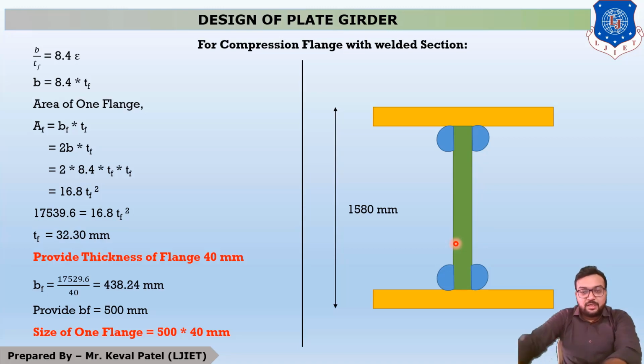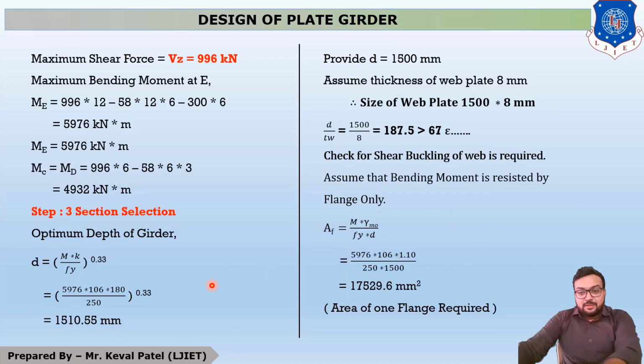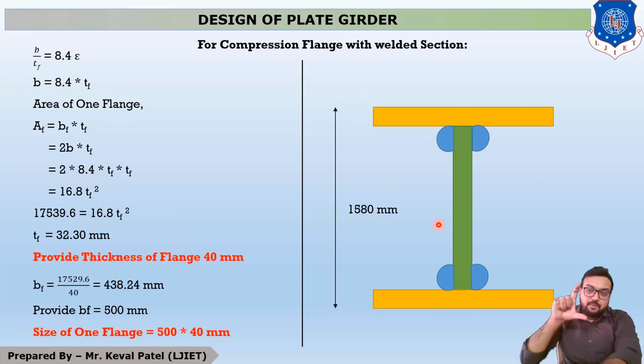So this is our plate girder. This is our flange portion, and this is our web portion. It is already discussed that the flange portion restrains moment, and the web portion restrains shear force. First of all, we have to decide the size of this green line, which is our web plate. In this there are two dimensions: first is the optimum depth, denoted by small d, and another is tw, the thickness of the web.